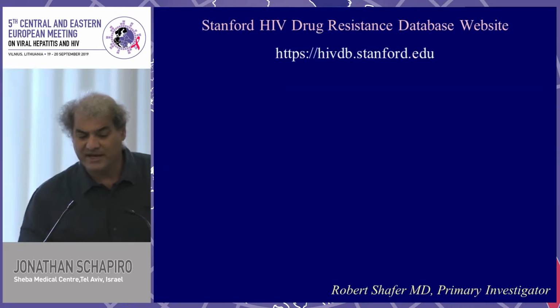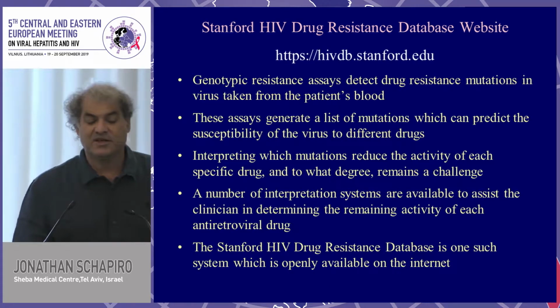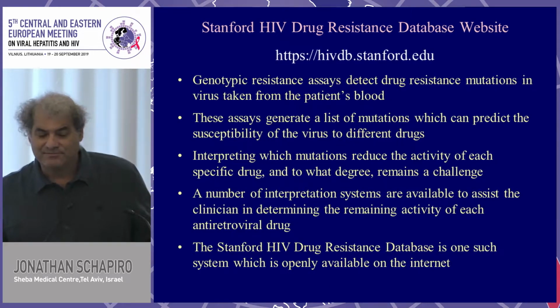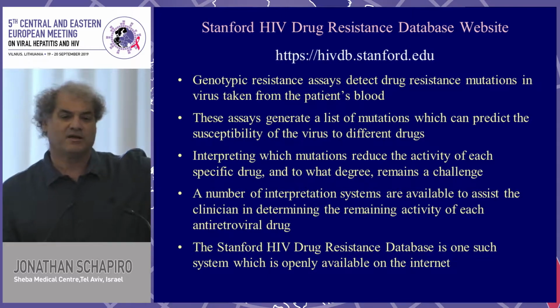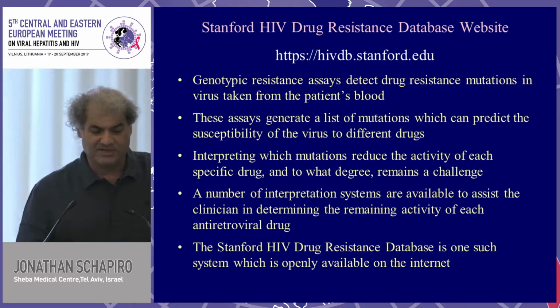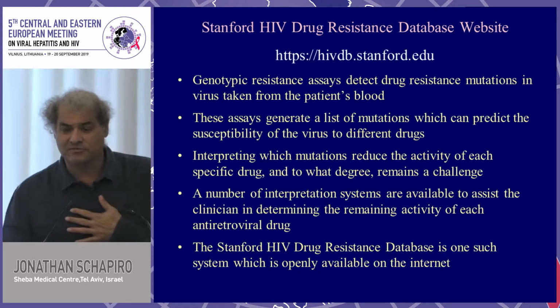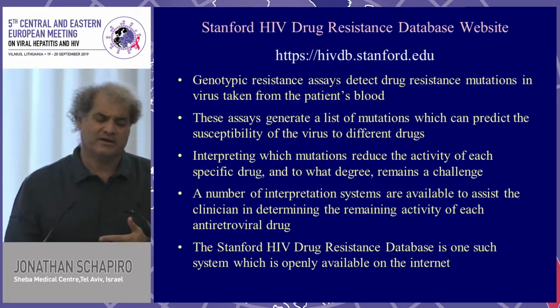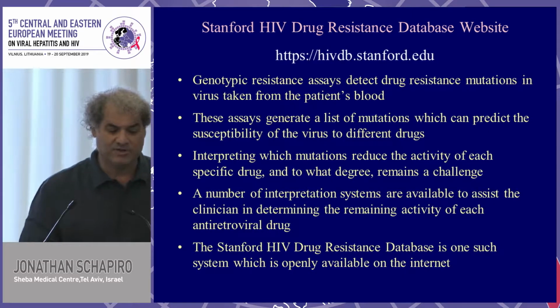This is the website. We don't have an app. Maybe one day we will, but you go to the website, if you click on the HIV Stanford database, you will get an interpretation system. Now, genotypic assays give us a list of mutations based on a blood test from the blood of the patient. It's looking at the virus and seeing which mutations are present, and it interprets them for us. Now, there are a lot of good interpretation systems. I'm talking about Stanford, which is the one that I use and I've been involved in for many years, but there are a lot of other good interpretation systems, and they all can be used.